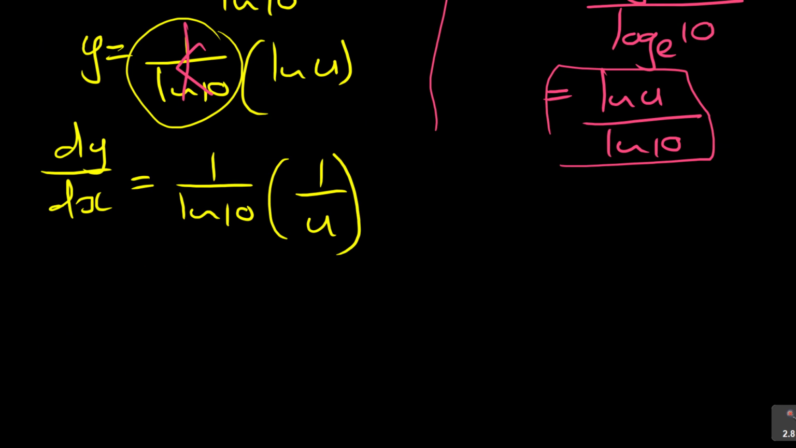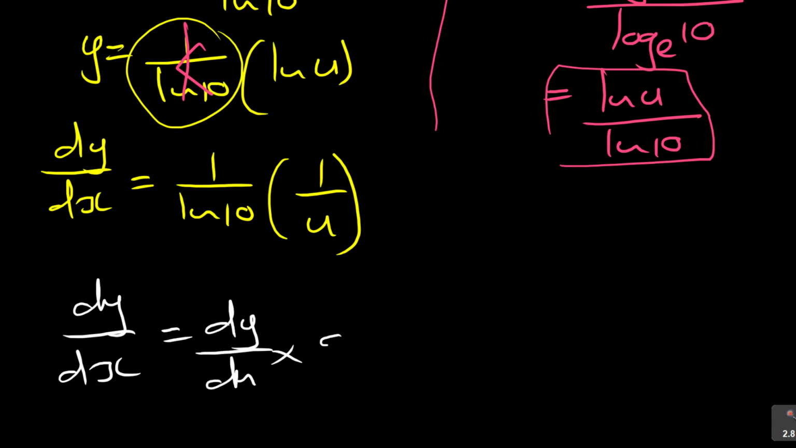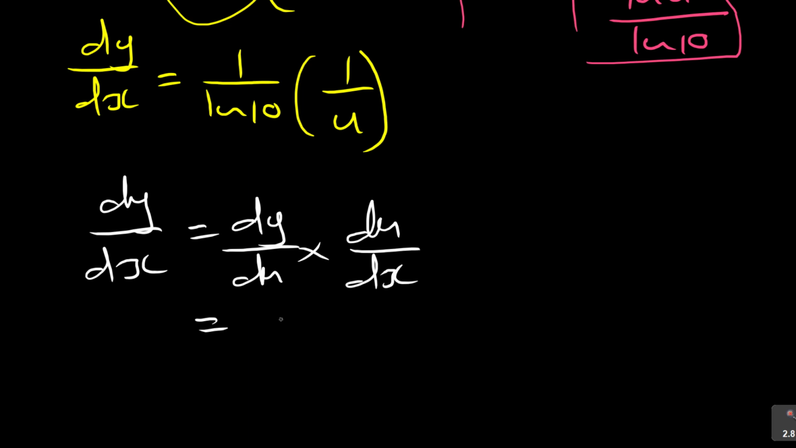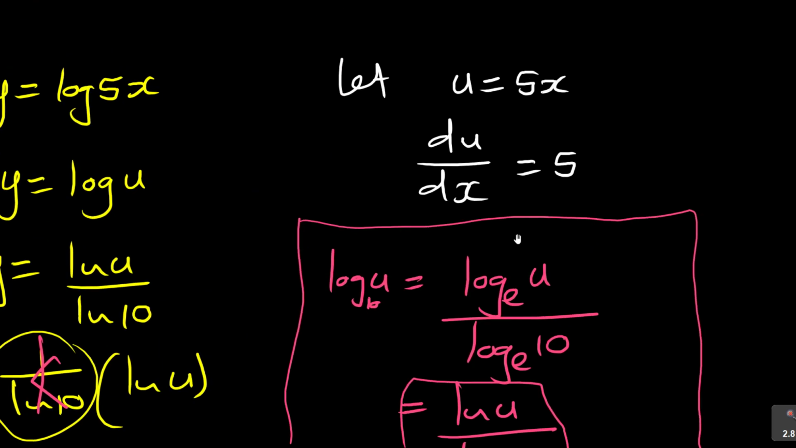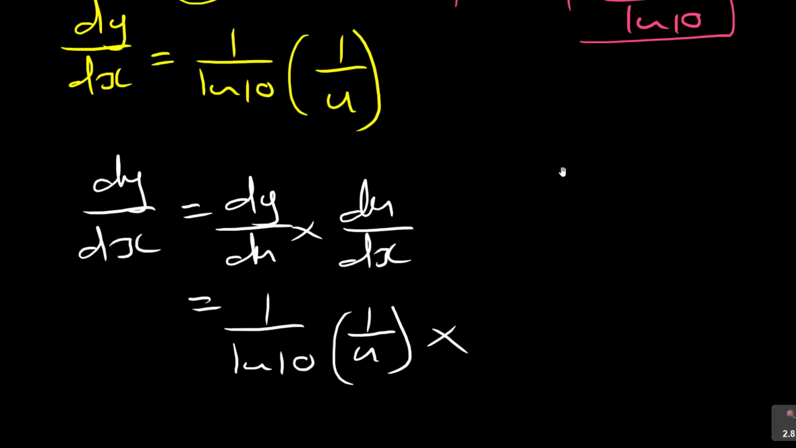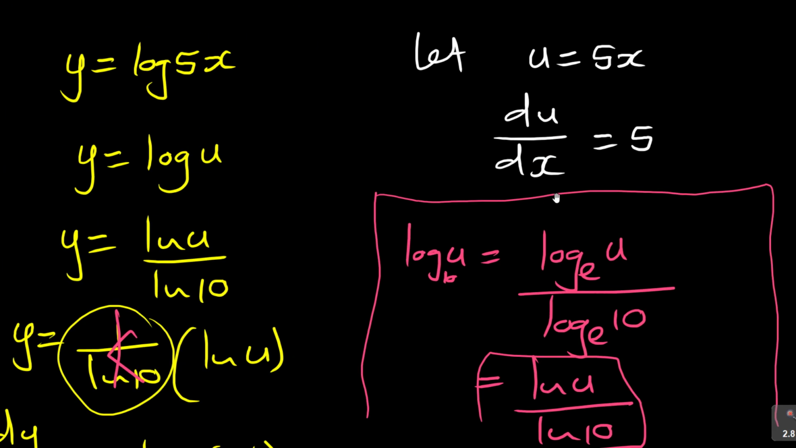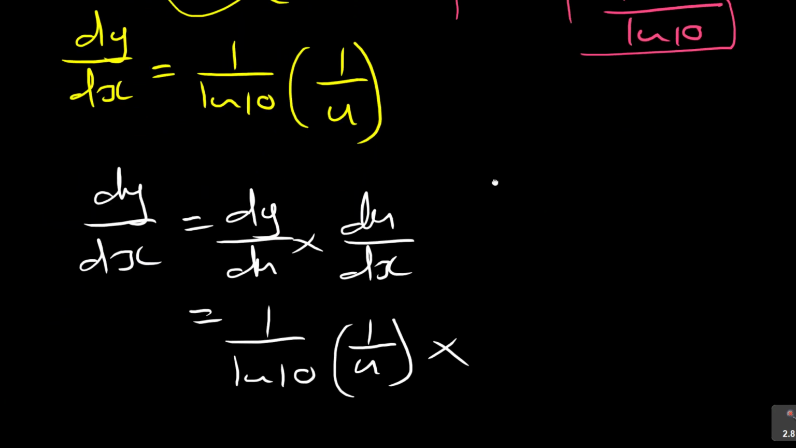What does it say? It says dy over dx is equal to dy over du times du over dx. Are you with me? Which is equal to dy over du, which we have here as 1 over ln 10 times 1 over u, times du over dx, and du over dx is 5. Did I miss out anything? Yes, it's 5 there. That is fine.